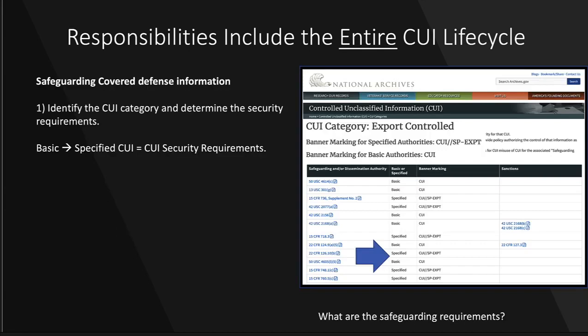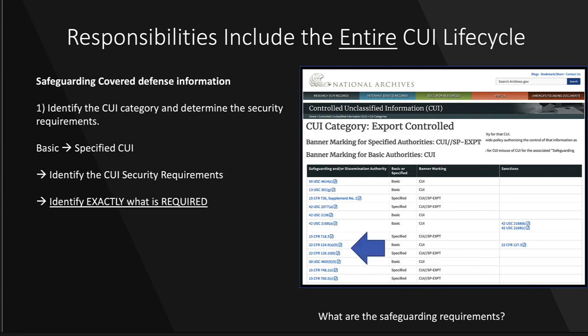So now that we understand that we have to identify whether the CUI category or the information that we have or we believe that we have in our environment fits into this category, we then have to further identify whether or not it has basic or specified requirements, because those are the security requirements. Now we have to dive a little bit deeper. We've got to identify exactly what those security requirements are. So if we pivot from the basic or specified column over to the Safeguarding and Dissemination Authority, now we have to dive into what 22 CFR Part 124.9 actually tells us that we have to do. Okay? And then as we dive into that information, now we understand exactly what is required for us to apply within our environment in order to meet the export control requirements related to that type of information.